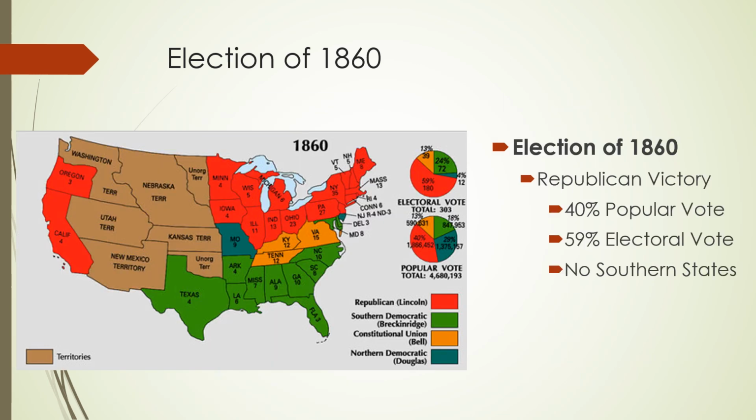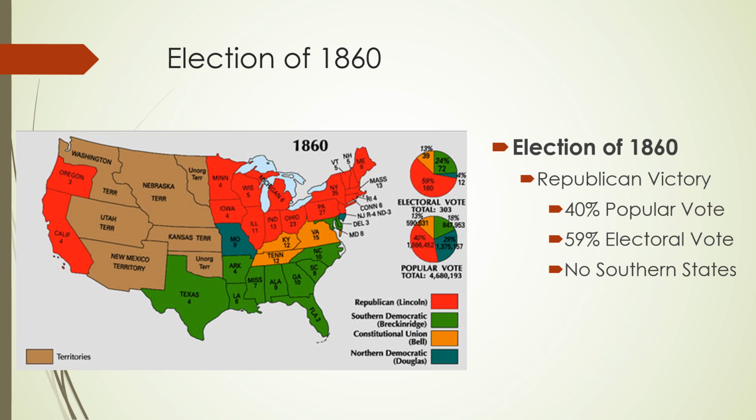So we have the election, and if you look at this election map, you see 4 colors. I mean, technically you see 5 because you see the territories, but as far as states go, you see 4 colors, 4 candidates, 4 colors. All right, well, the Republicans win, which is Abraham Lincoln, and you probably already know that.